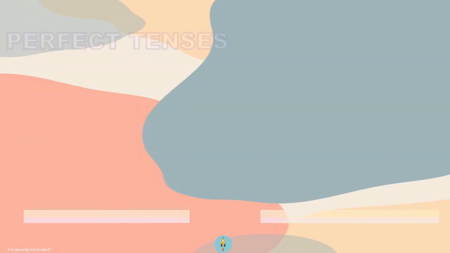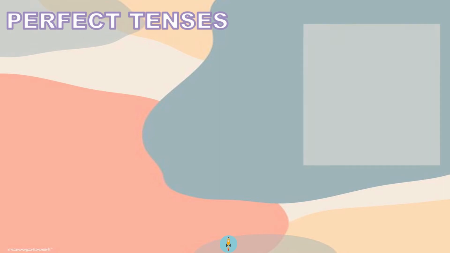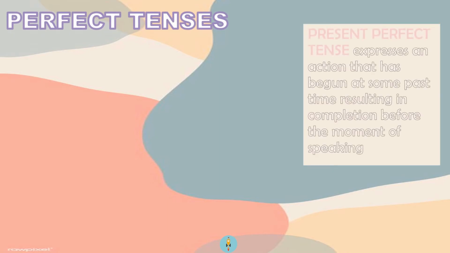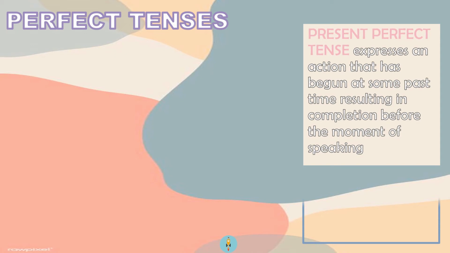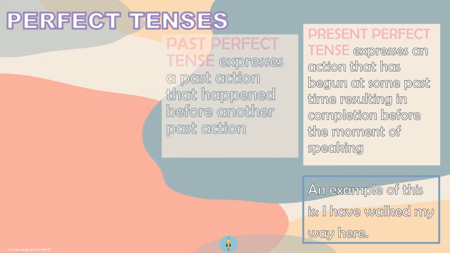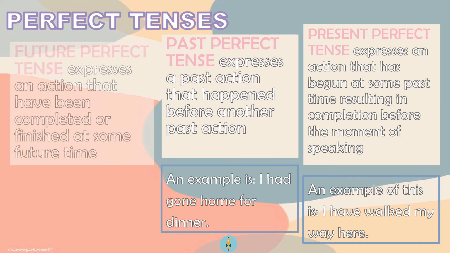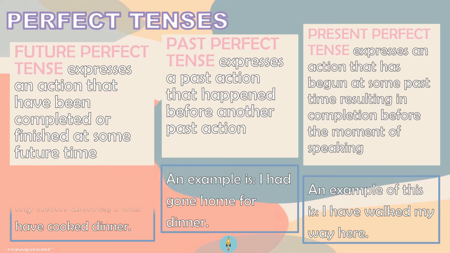To discuss further, let's go to perfect tenses. Present perfect tense expresses an action that has begun at some past time resulting in completion before the moment of speaking. Past perfect tense expresses a past action that happened before another past action. Future perfect tense expresses an action that will have been completed or finished at some future time.